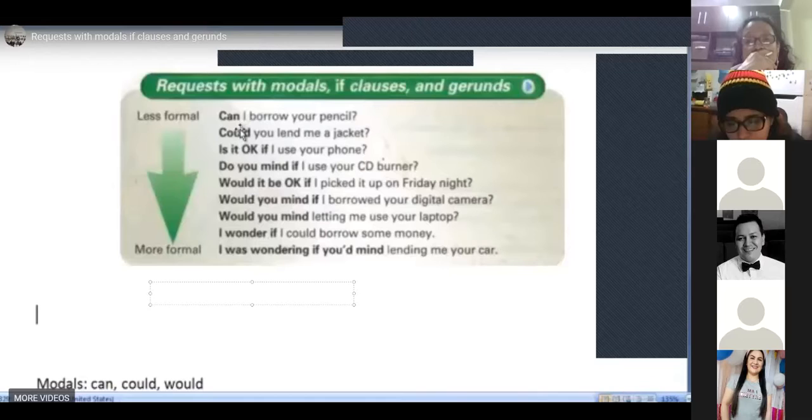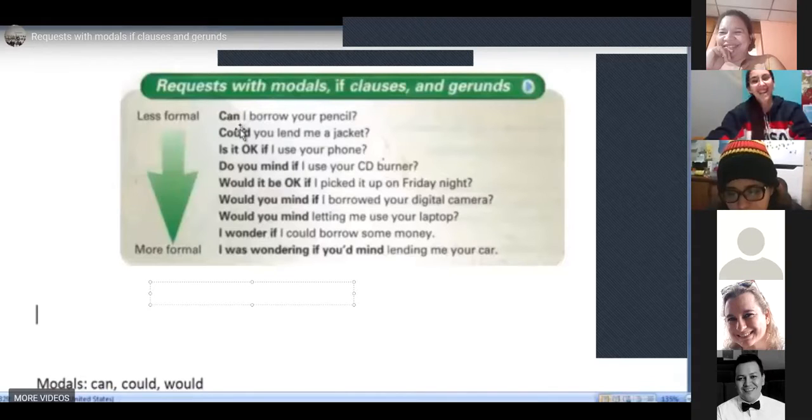Super rápido, Madeline. Ni siquiera te digo el nombre, sino que, hey, ¿puedo ocupar tu computadora? Que te diga, está bien si ocupo tu computadora. Okay, pregunto primero si te molesta que haga, que lleve a cabo una acción.